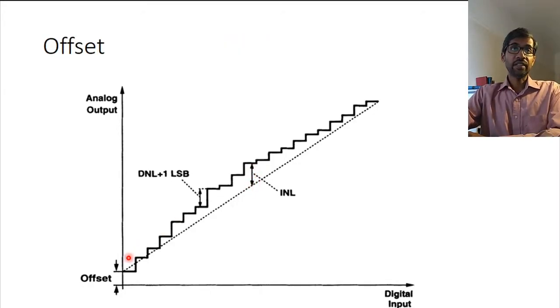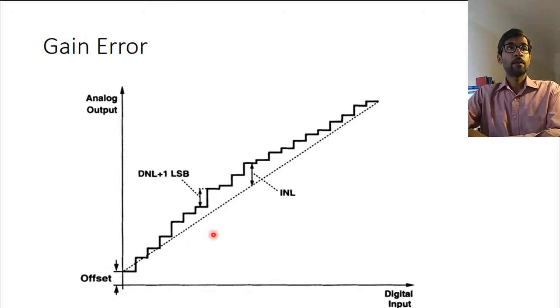The offset is basically the analog output when the digital input is 0. You expect the analog output to be 0, but in some DACs you can have offsets. So that's the offset. Gain error is the deviation of this line that we have from an ideal characteristic. The ideal characteristic would have a slope of 1, and this might have a different slope, and the difference there gives you the gain error.